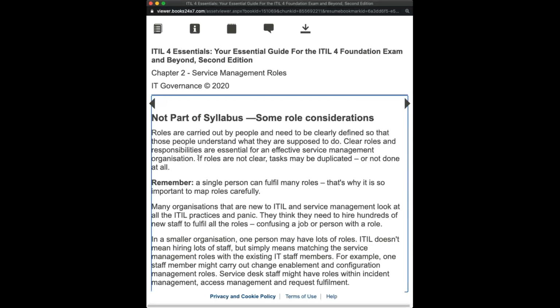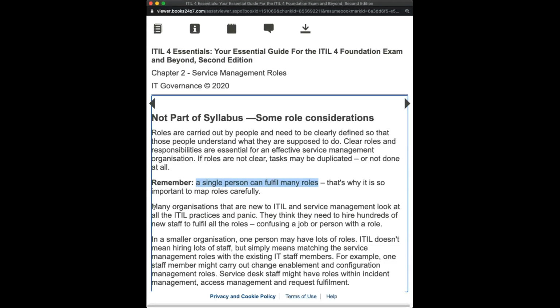So again, if roles are not clear, that's a big problem because tasks may be duplicated. There might be another person in your team that is already doing that same thing, or the task is not done at all. A single person can fulfill many roles, which is fine as long as you define it.